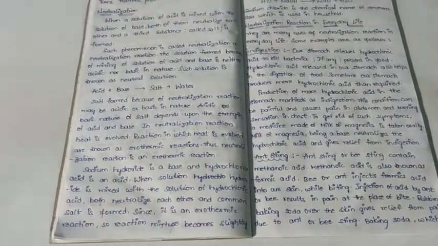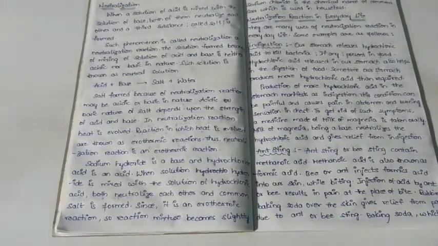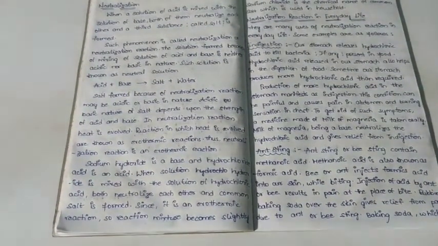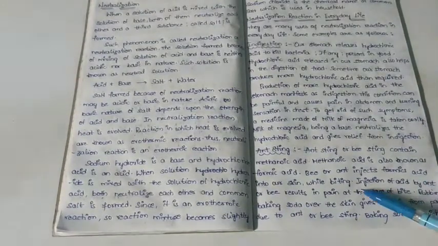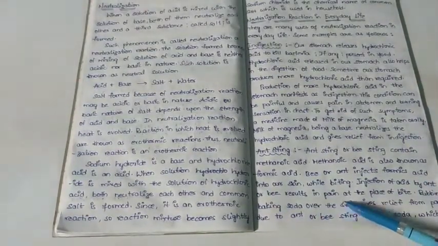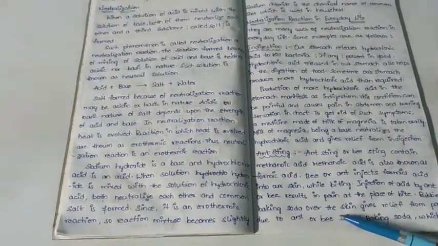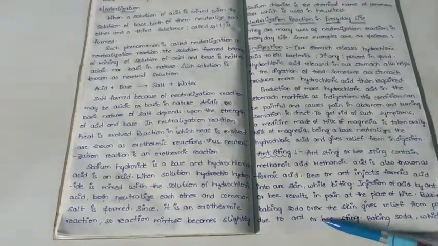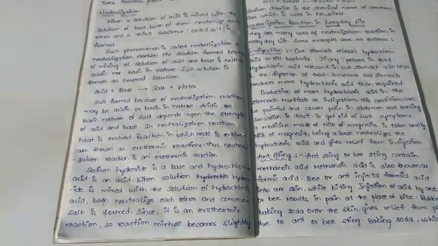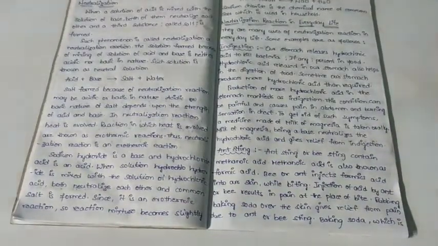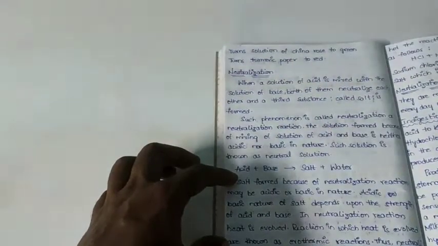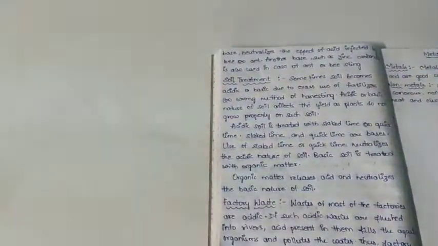Now see, one ant is there. That ant bites me. When it is biting, it injects this formic acid into my body. Injection of acid by ant or bee results in pain at the place of bite. Rubbing baking soda over the skin gives relief from pain due to ant or bee sting. Baking soda, which is a base, neutralizes the effect of acid injected by bee or ant.